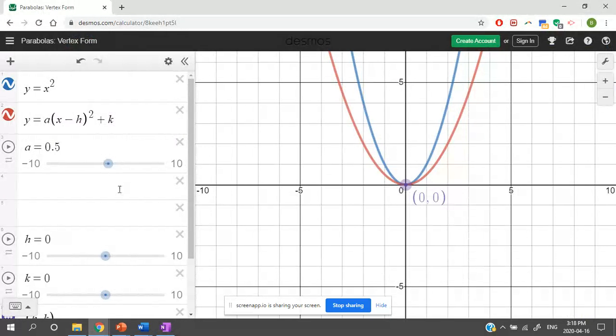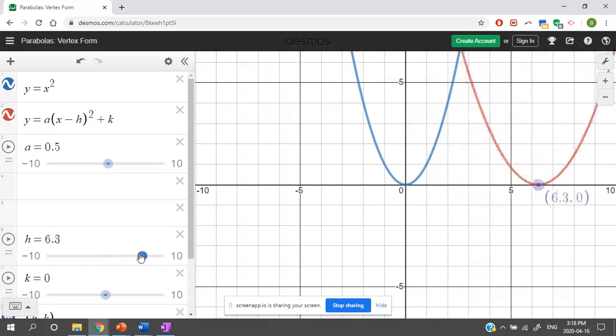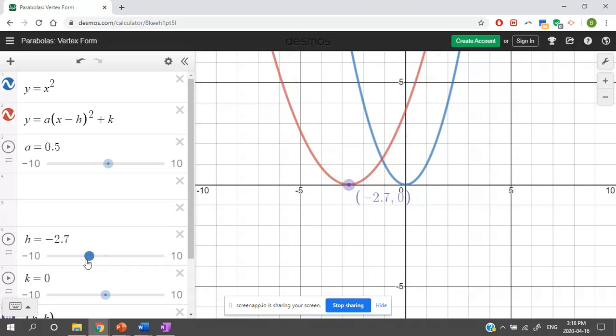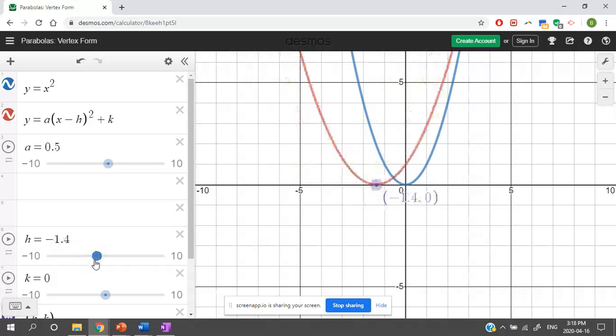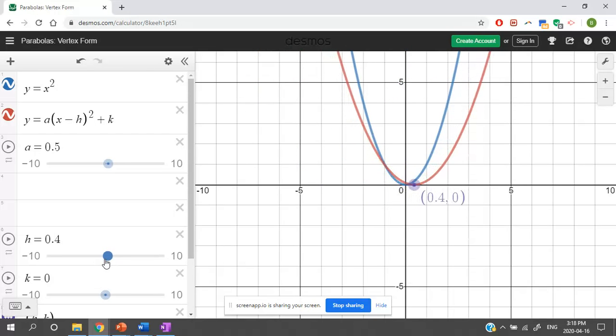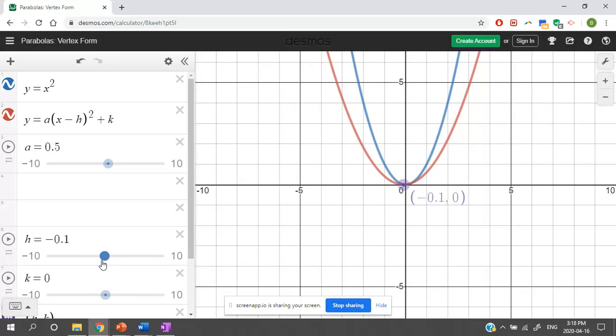So let's take a look at it here. I've got my h slider here. As I move it positive, you can see the entire parabola moves to the right. As I move it towards the negative, it moves to the left. So if it's less than 0, the vertex of this parabola is going to be to the left of the y-axis. If it's greater than 0, the vertex is going to be to the right of the y-axis. So that's what h does.